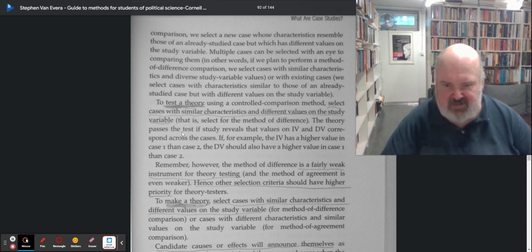The theory passes the test if the study variable reveals that the values on the IV and DV correspond across the cases.